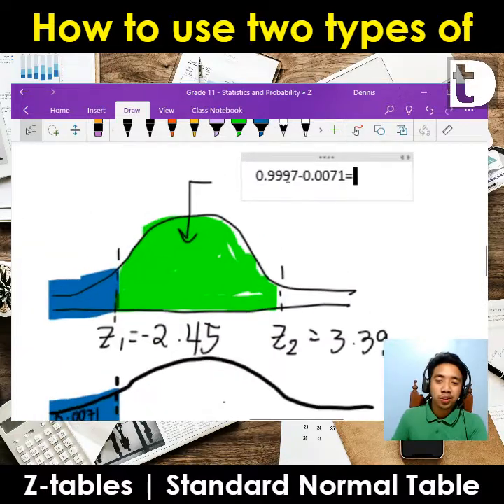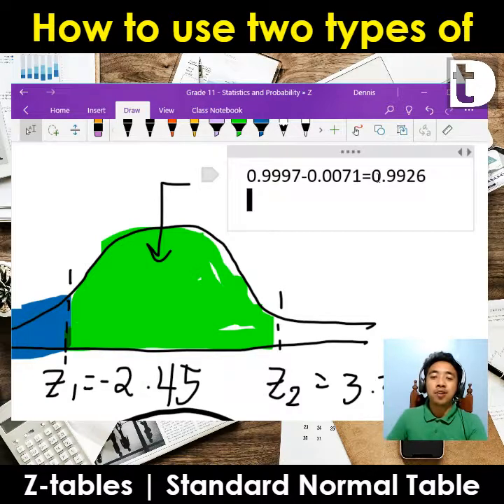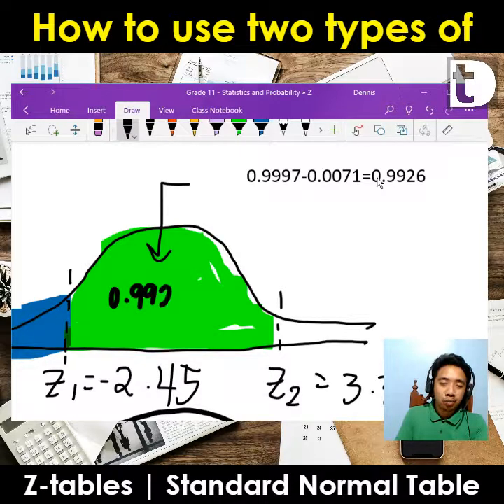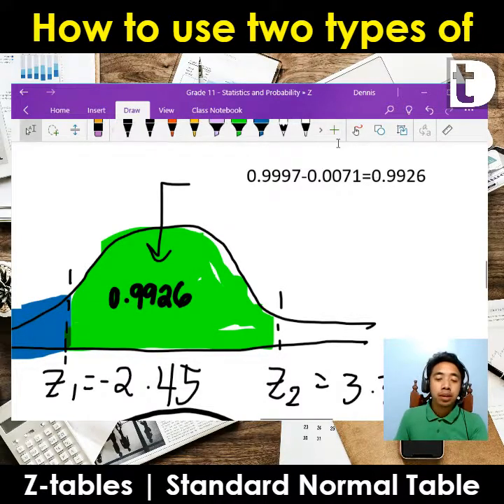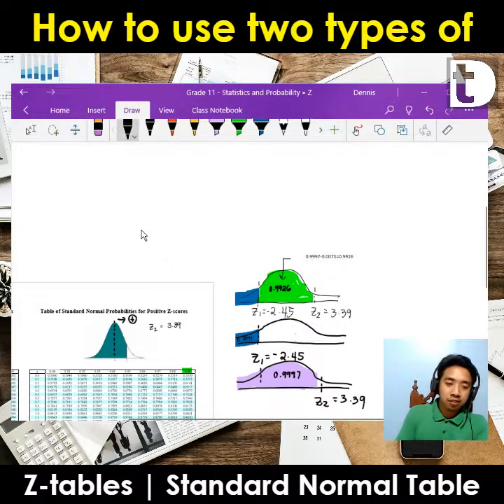So all you need to do is to type our subtraction sentence and then equals, and then hit enter, and the value will be there: 0.9926. Okay, wow, magic. So this green area over here is 0.9926. Okay, so that is our process for set 1.